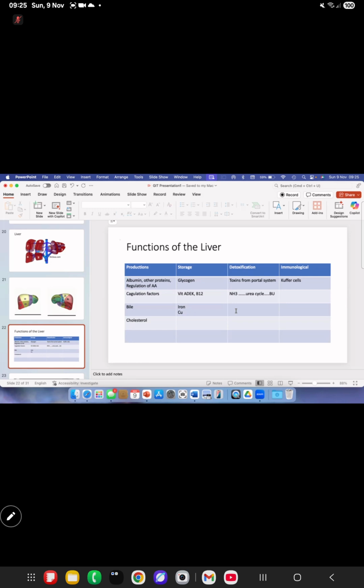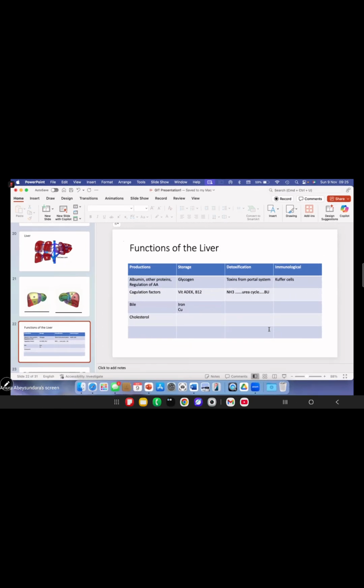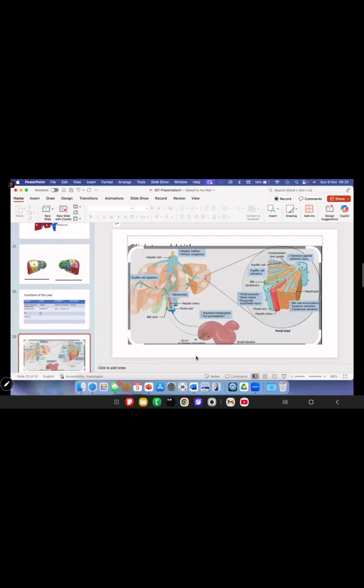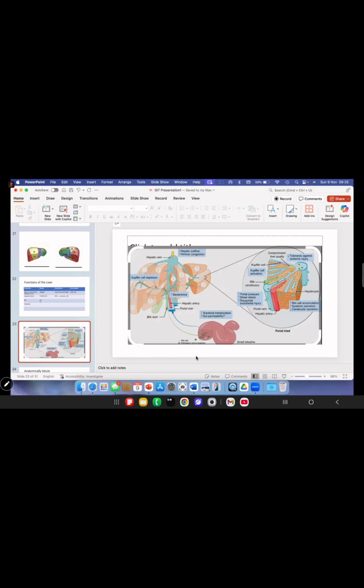Okay, and immunological functions are done by the Kupffer cells. So those are the functions. You can add some of the things when you come across them. I just wrote these things, but there are other things as well. Now, in the liver cells, you need to know the structure basically. In a simple manner, you should be able to draw it so you understand everything. There's no point otherwise. Don't just cram.